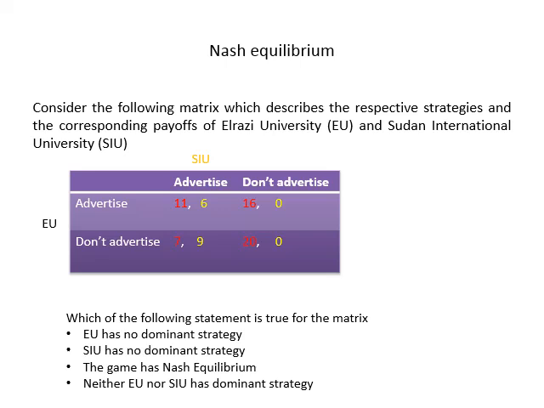So we will use the given matrix to answer the given 4 questions. Of course, if one of them has no dominant strategy, or if the two universities have no dominant strategy, Question 4 will be eliminated.